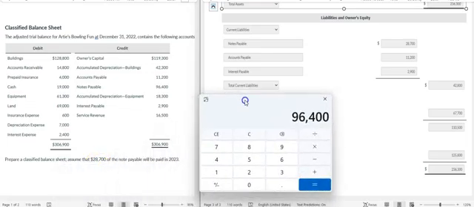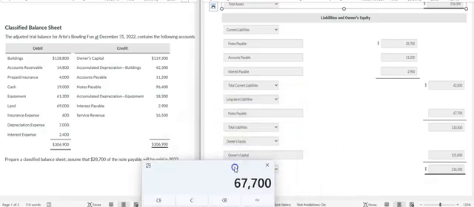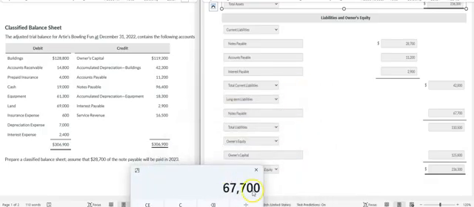The remaining portion of that note payable, total note payable of $96,400, of which $28,700 is current. I'm going to subtract the current portion from my notes payable to figure out how much of that liability is long-term. So the remaining portion of that note payable is going to be listed within the long-term liabilities. Total liabilities are $110,500, but we have separated them into their current, has to be paid within the next year, and non-current or long-term, does not have to be paid until beyond the next year.